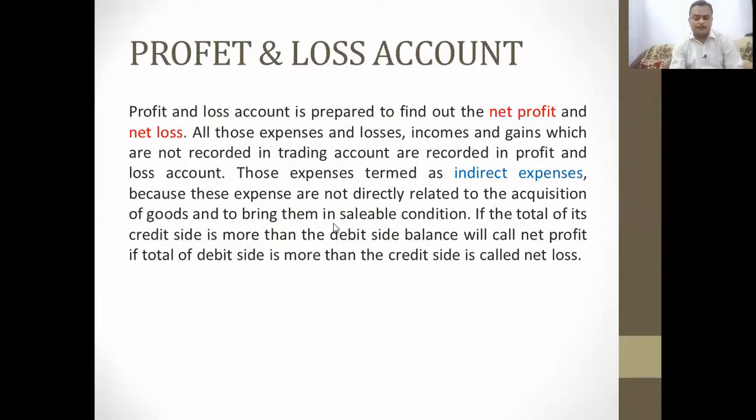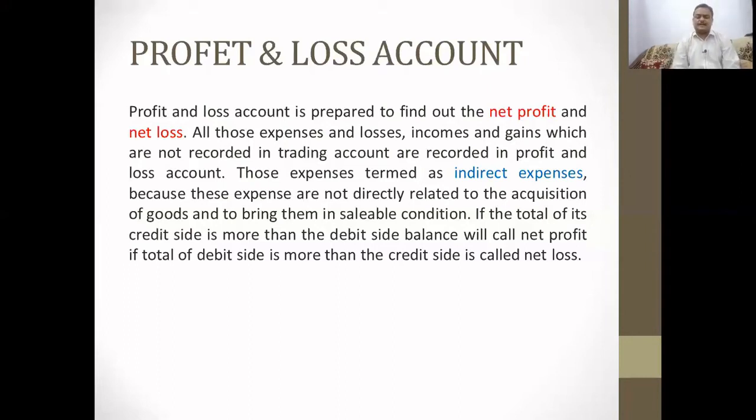These expenses are termed indirect expenses because they are not directly related to the acquisition of goods and bringing them to a sellable condition. The expenses which are related to the acquisition of goods and bringing them to a sellable condition are treated as direct expenses, but the expenses apart from these are treated as indirect expenses, and all these indirect expenses are included in the profit and loss account.